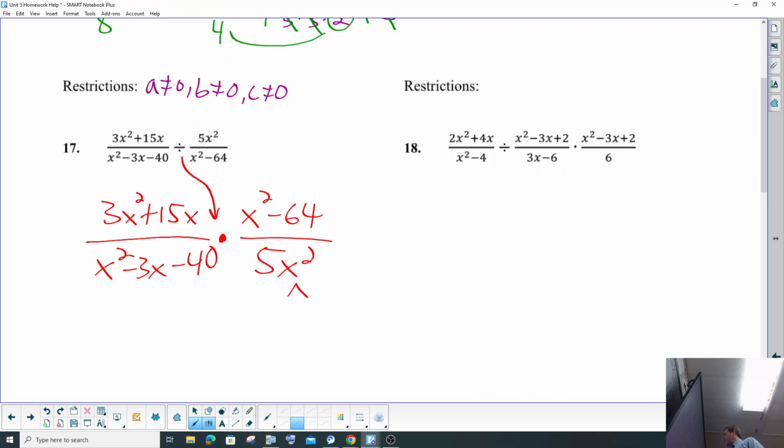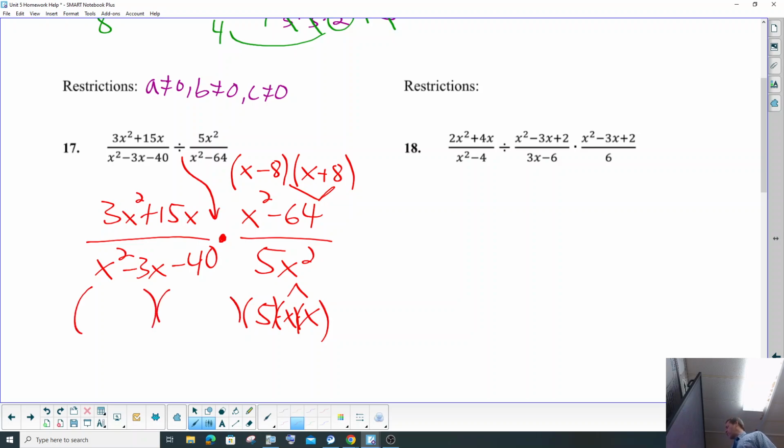And of course, 5x squared just factors into 5 times x times x. Right? Those are single factors. That's important to do. So keep, change, flip, then factor it, then list the restrictions, and then cancel stuff out. So this is going to factor into x and x. And 64 factors into 8 and 8. There's no middle term, so we have a negative and positive 8.